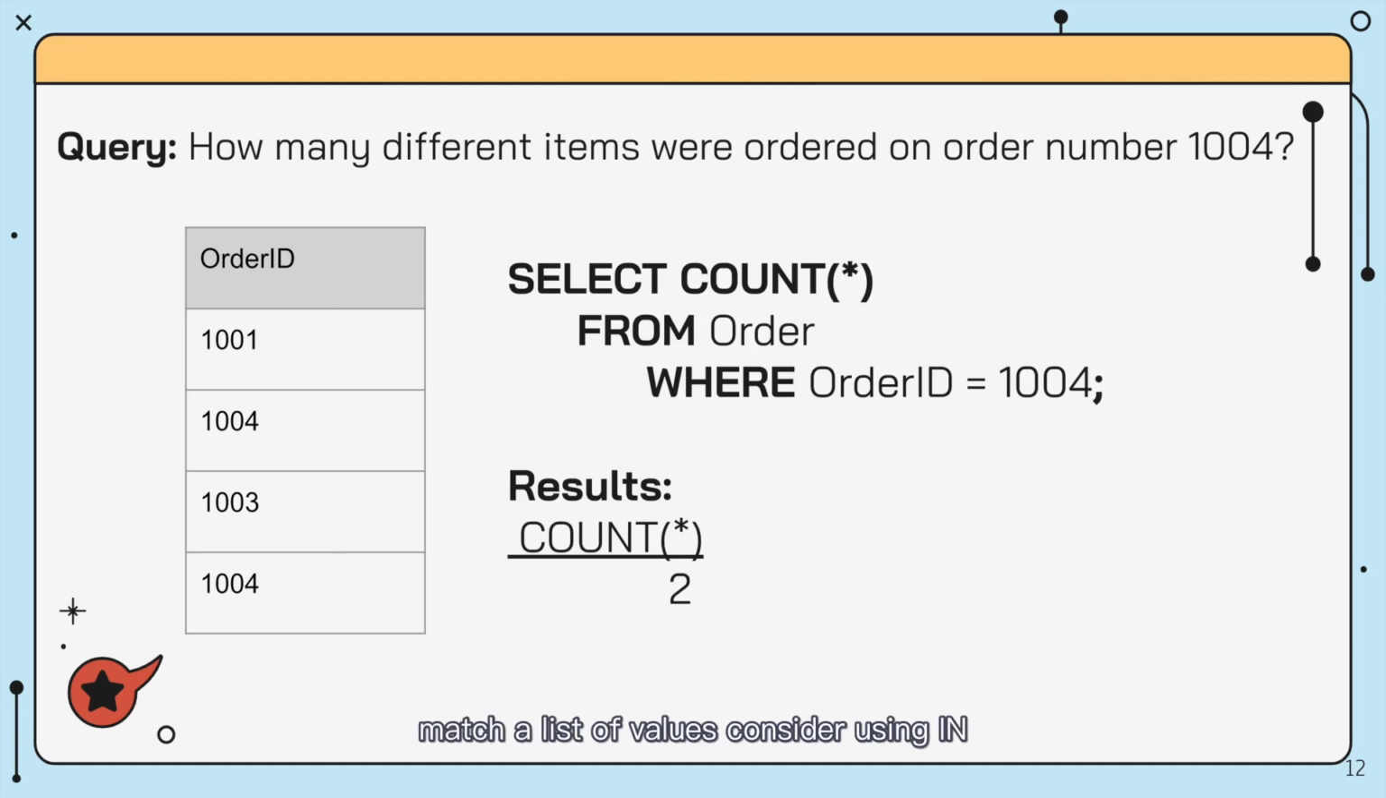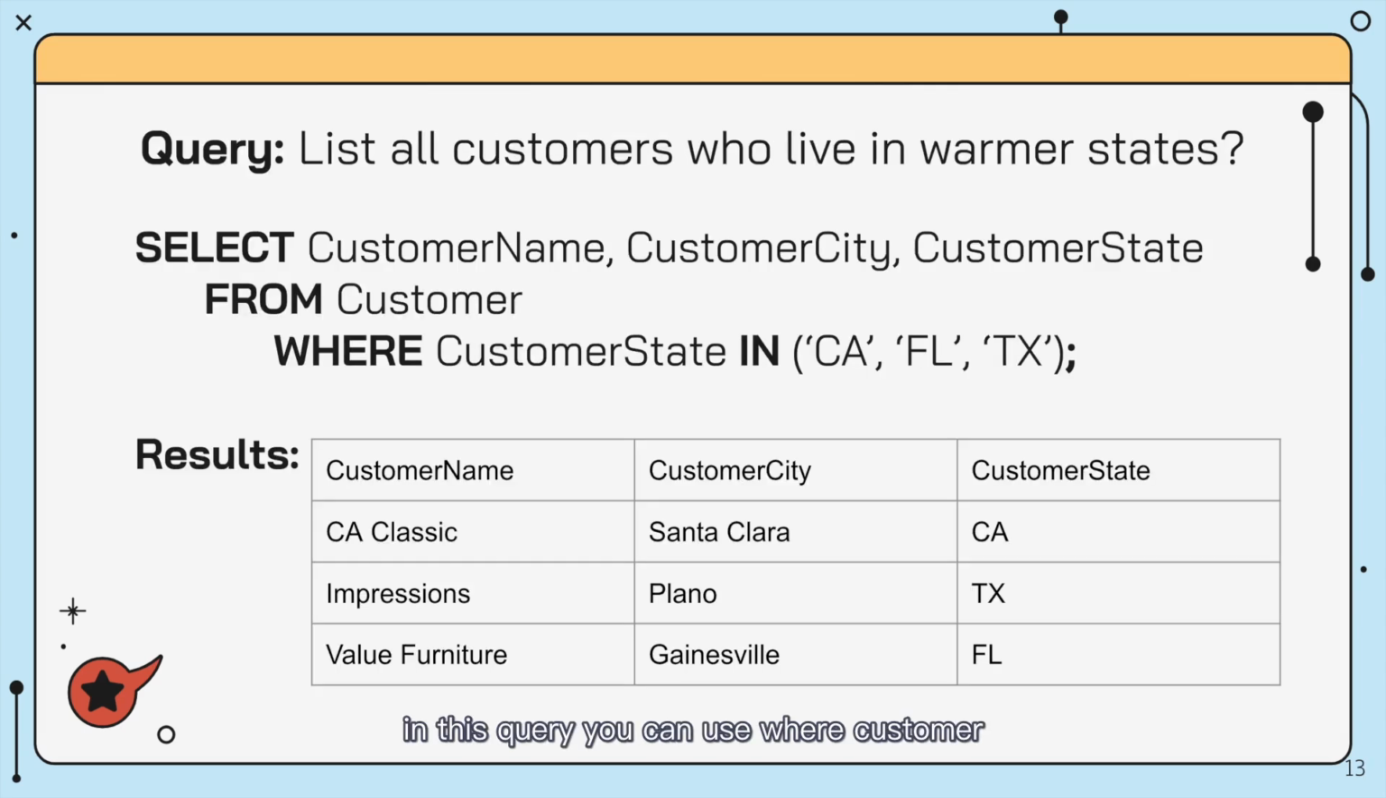To match a list of values, consider using in. In this query, you can use where customer state in CA, FL, TX. In the result below, you can see the customer state matches the values you set in the logical conditions.